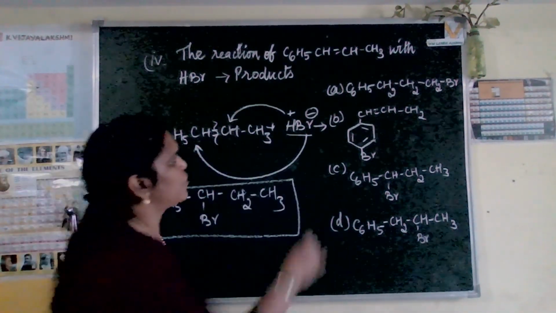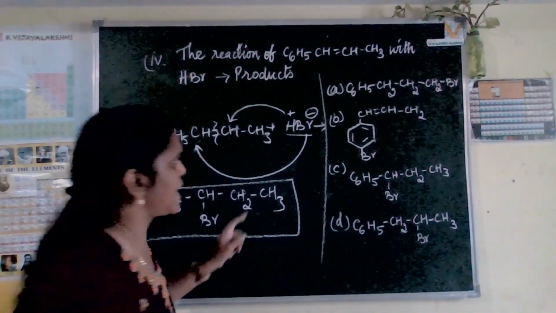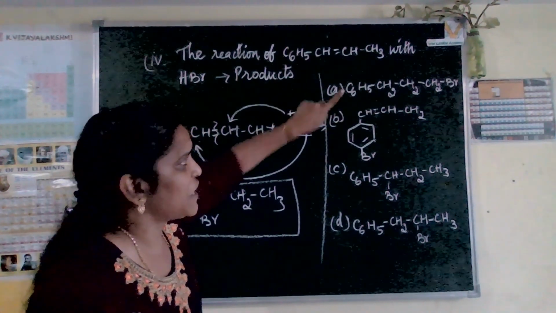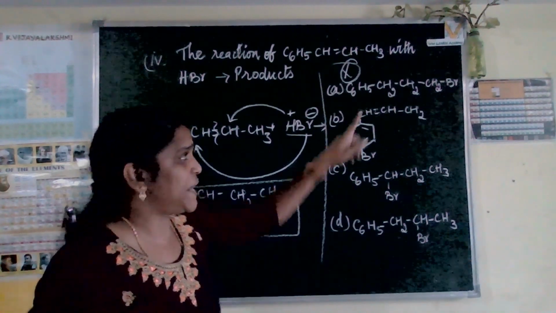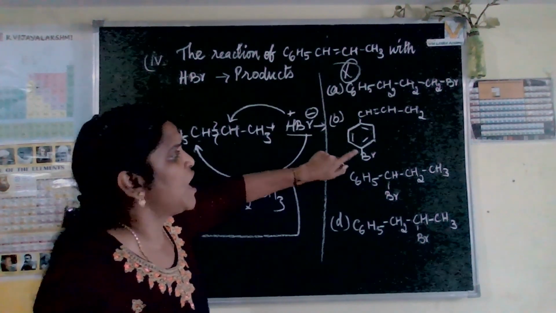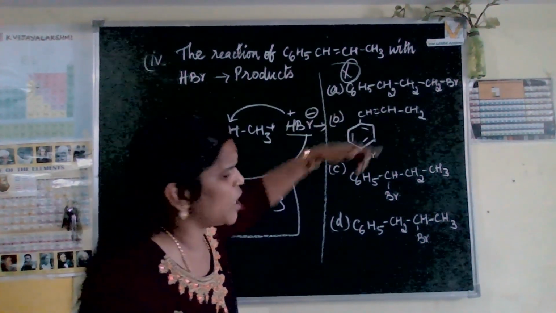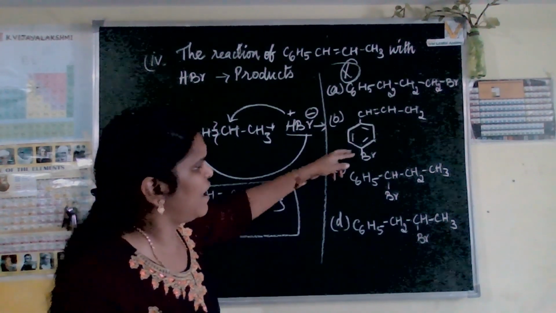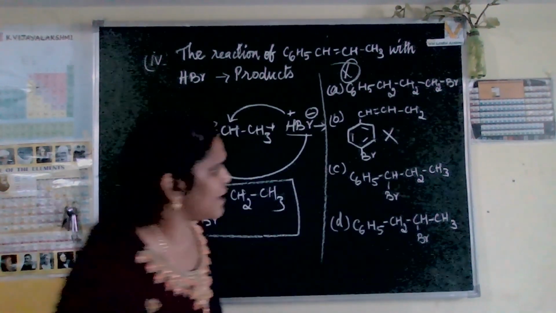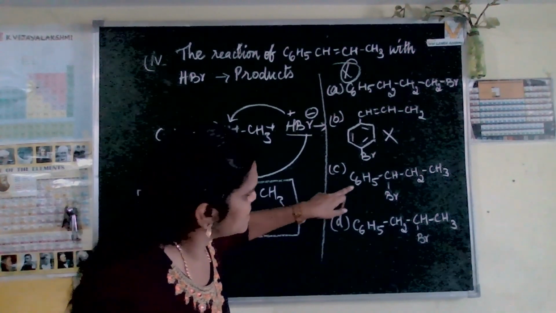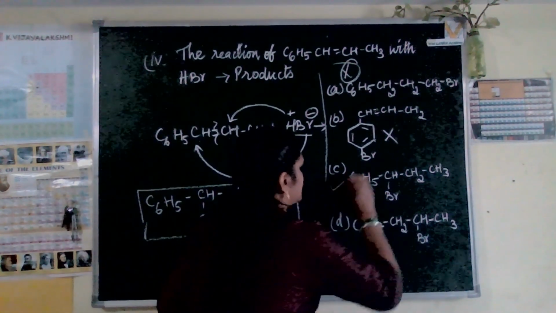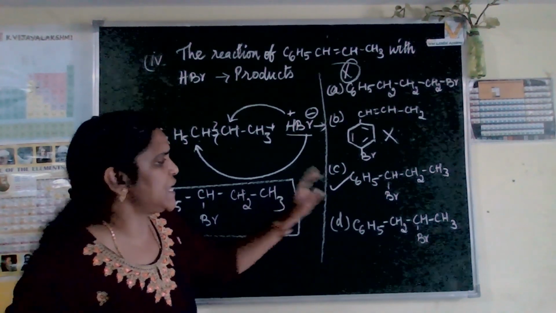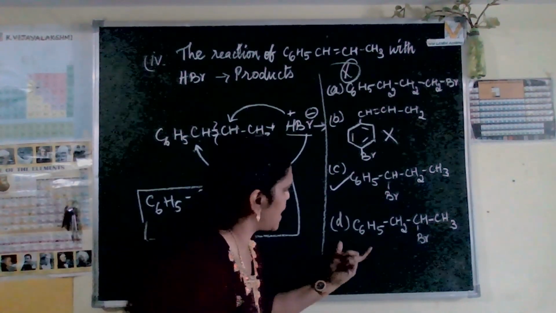Now let us find where the same product is among the options. Is this correct? No, this is anti-Markovnikov's rule. This one, the bromine bond is not breaking only, and I don't think so; this is not the correct one. And the next one, yes, C6H5CHBrCH2CH3. Yes, it is correct. Option C is correct.